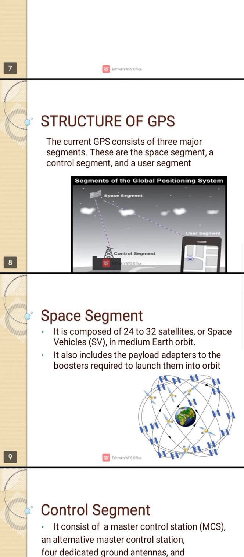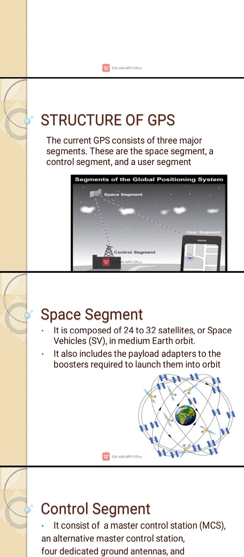Now we can see about the structure of GPS. The GPS consists of three major segments. They are space segment, control segment, and user segment. Here we can see a picture showing all the three segments.